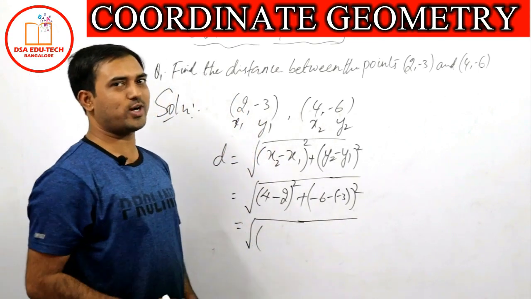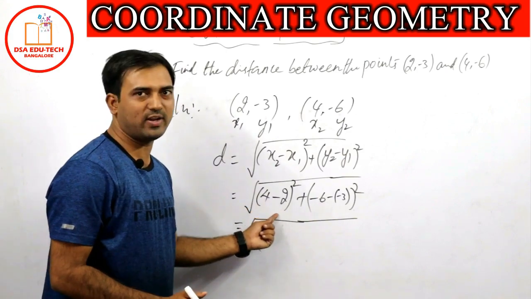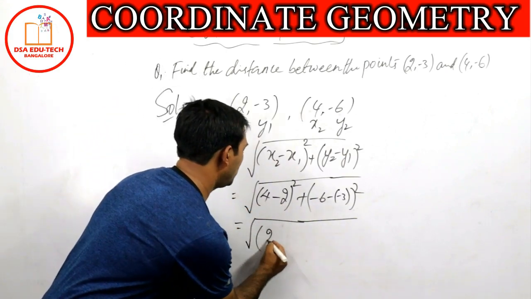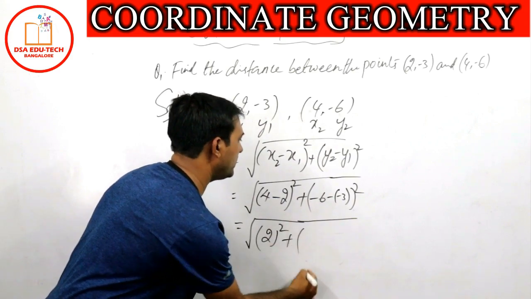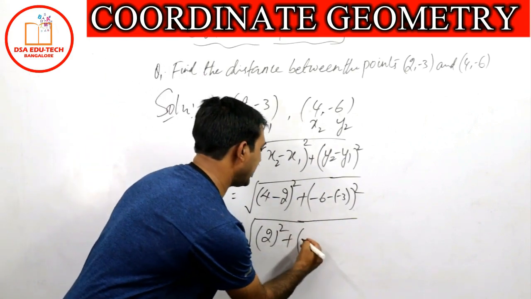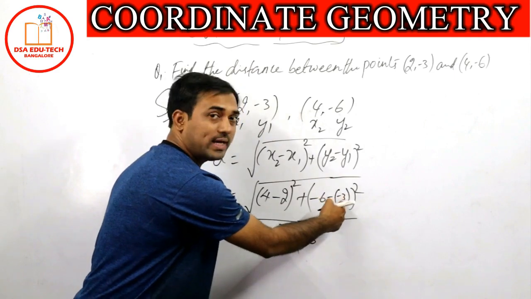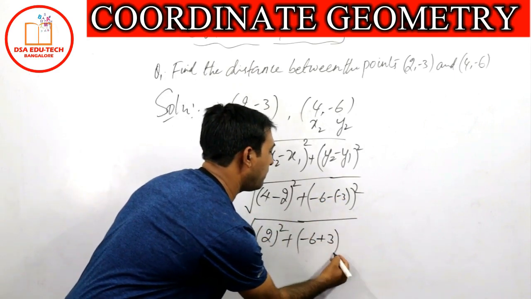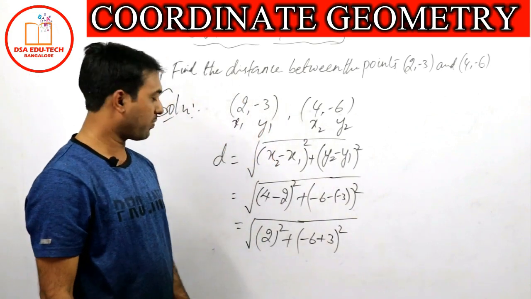We know the BODMAS rule, right? Here inside the bracket we have to simplify first. So 4 minus 2 is 2 whole square plus minus 6. Minus into minus is plus. So this number will become plus 3 whole square.